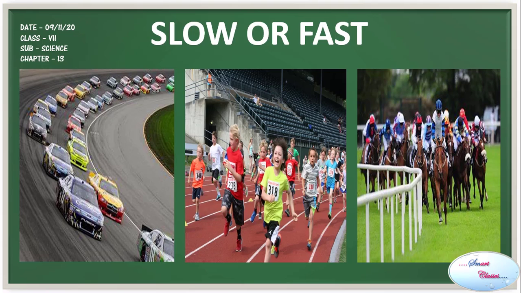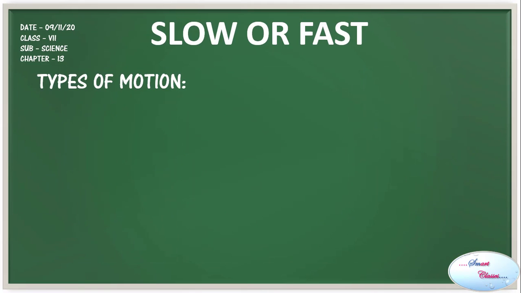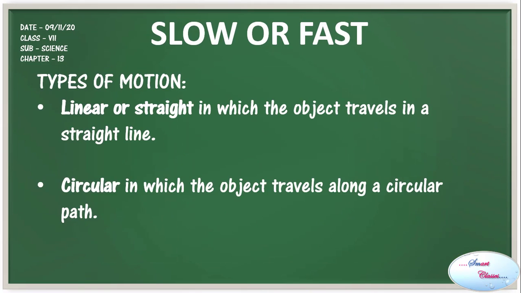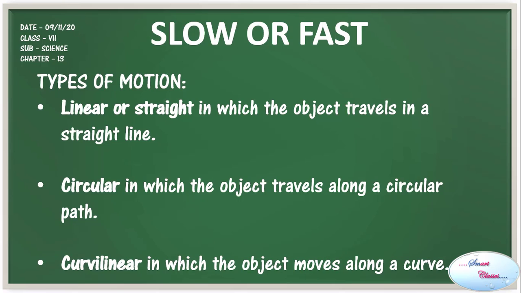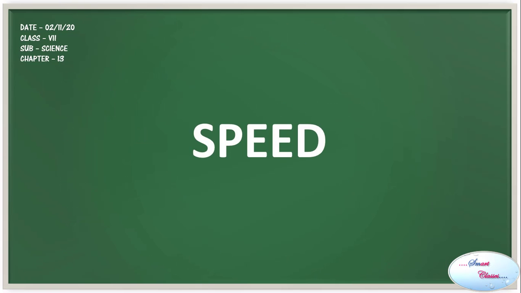We already know that a moving object shows three kinds of motion: linear or straight, circular, and curvilinear. Linear motion, in which the object travels in a straight line, circular, in which the object travels along a circular path, and curvilinear, in which the object moves along a curve. But how do we know whether the motion is slow or fast? This we decide by seeing the speed with which the object moves. Now, what is speed?